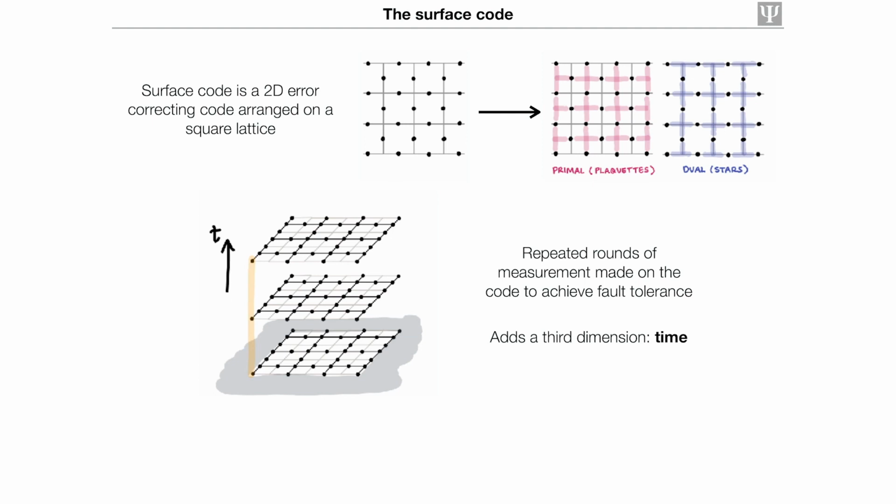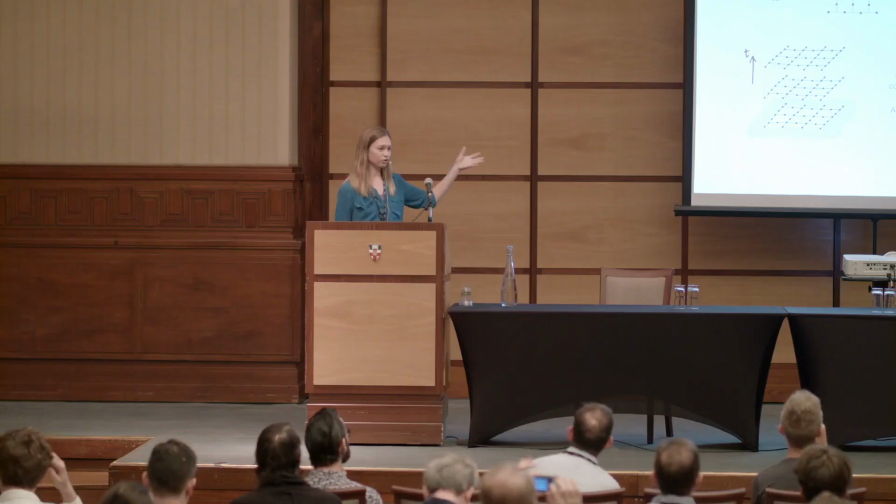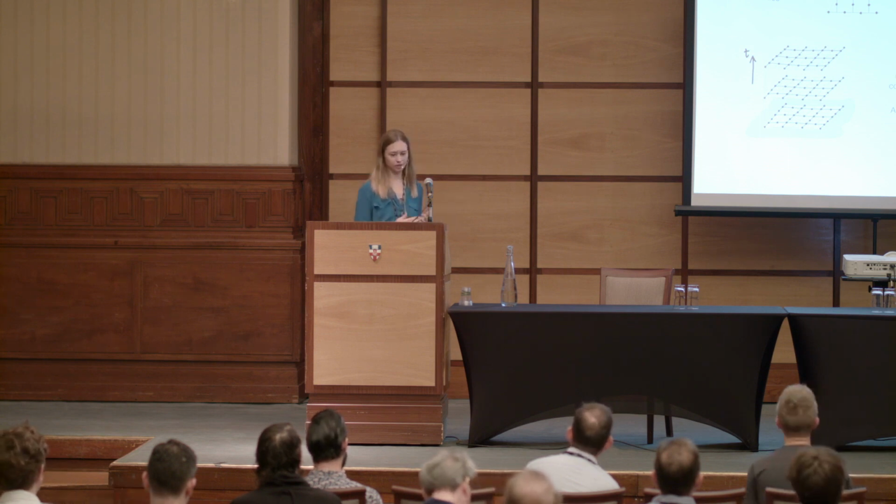Okay, so this all starts with the surface code, and I don't need to introduce it because we've had a bunch of people already give a very nice introduction to this. You have a bunch of qubits arranged on a square lattice, and the code is defined by a set of parity checks. There are two types of those, plaquettes and stars, or primal and dual, as I'll refer to them. And we make this thing fault tolerant generally by making these repeated rounds of stabilizer measurement.